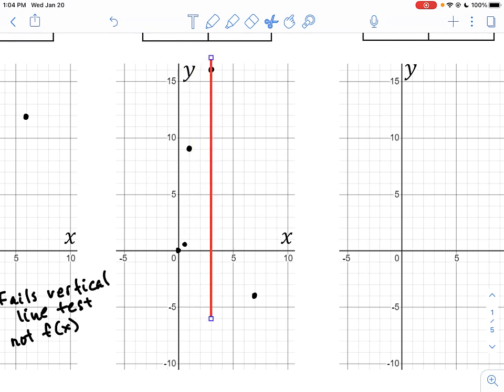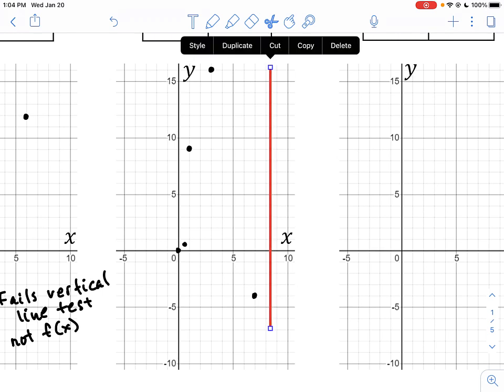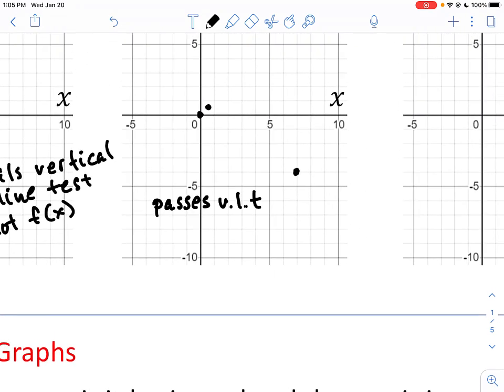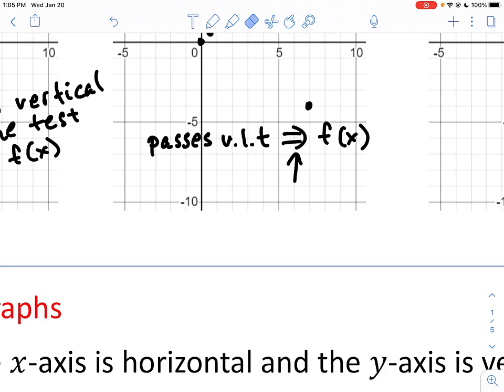And then we have no problem with that point or with this point. So as you scan the relation with a vertical line, we never intersect more than one point in the relation at a time. So we get to say for this one here that this passes the vertical line test, which implies that we do have a function of x. The arrow here is an implication arrow.